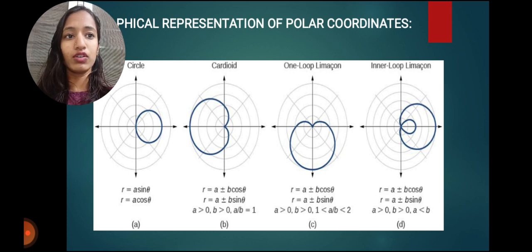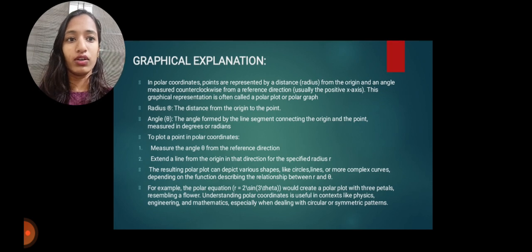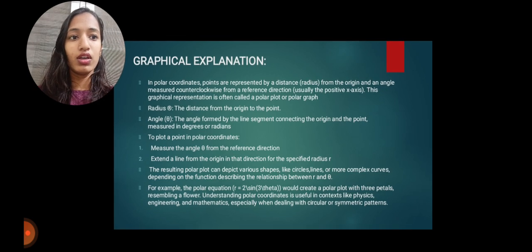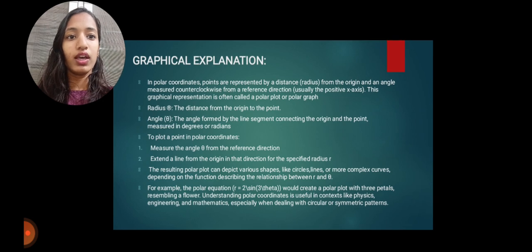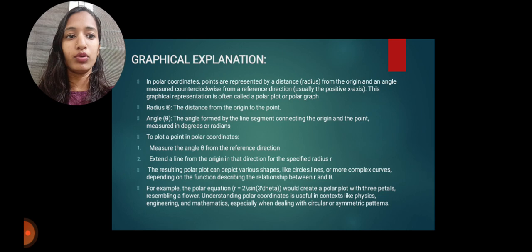Graphical representation of polar coordinates. A circle, B coordinate, C one loop, D inner loop. Graphical explanation. In polar coordinates, points are represented by a distance from the origin and an angle measured counterclockwise from a reference direction. This graphical representation is often called a polar plot or polar graph.